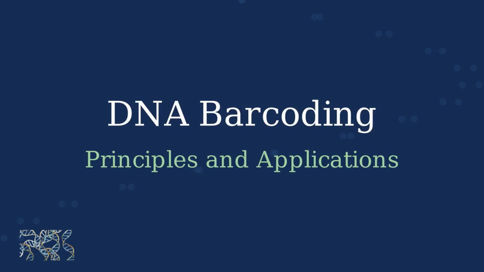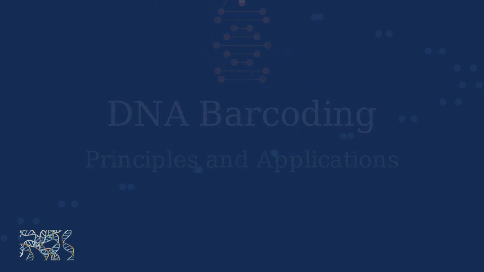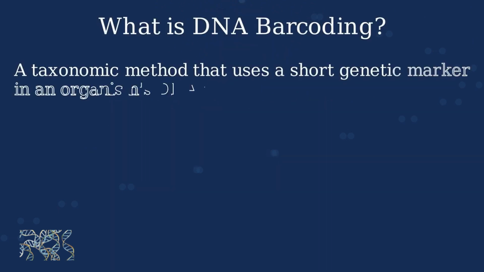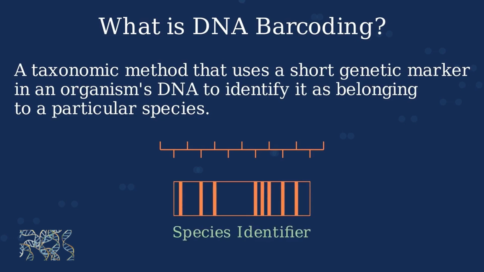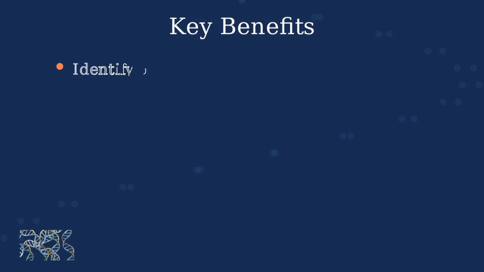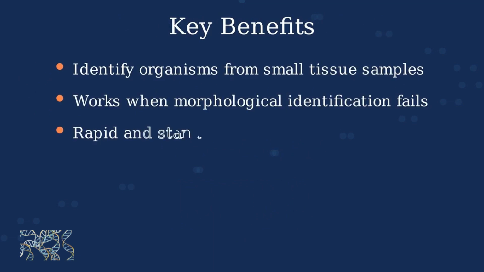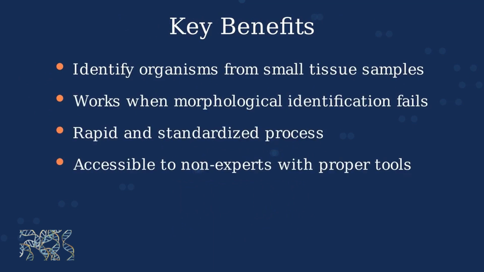method used in modern biology. DNA barcoding uses a short genetic marker in an organism's DNA to identify its species. Think of it as a genetic barcode unique to each species. The technique offers several advantages. It allows researchers to identify species from tiny tissue samples. It works even when traditional morphological identification is challenging or impossible. The process is standardized and accessible to researchers worldwide.